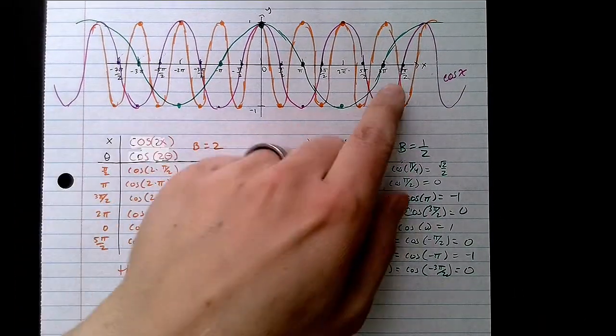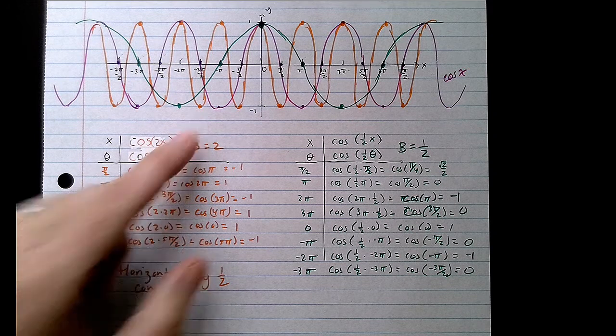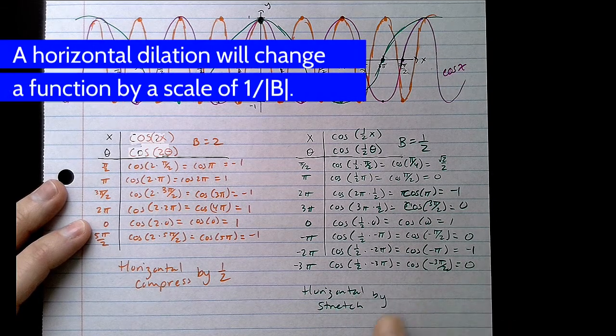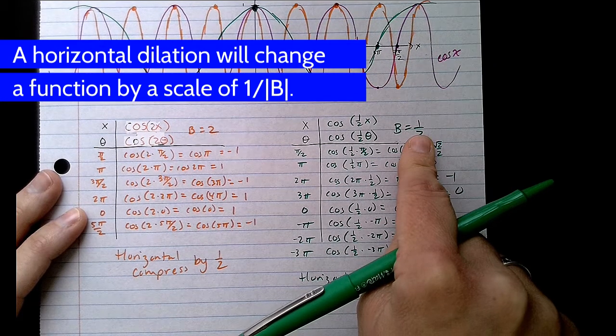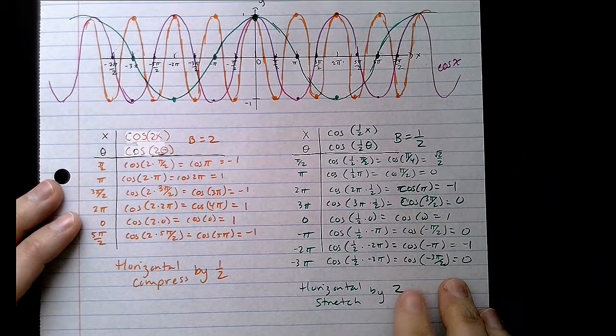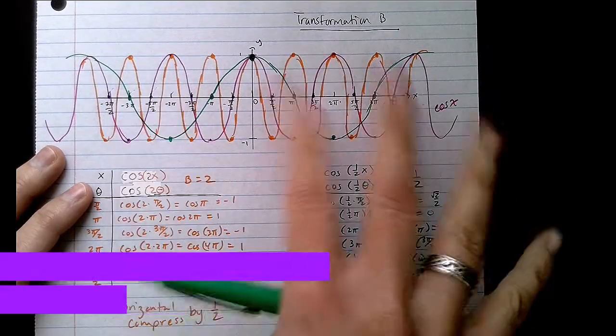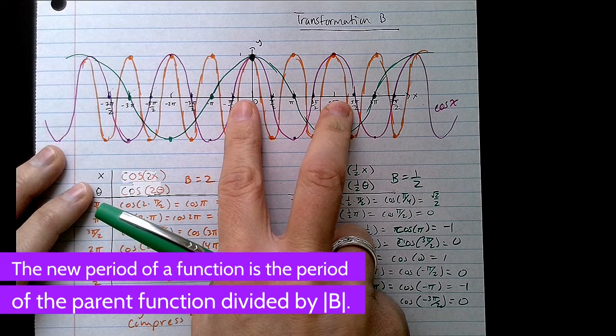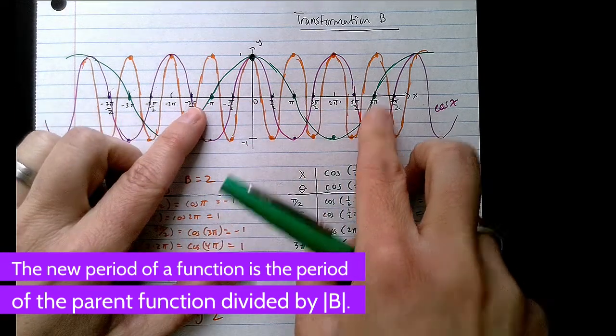Now, look at that green graph. That's really stretched, isn't it? So this is a horizontal stretch by, what's the reciprocal? 2. Now you might be thinking, wait, but how do I know that, Stevenson? Well, let's check. Remember, the period for the regular sine is 2 pi. So let's look at this green graph. When does it finally repeat?